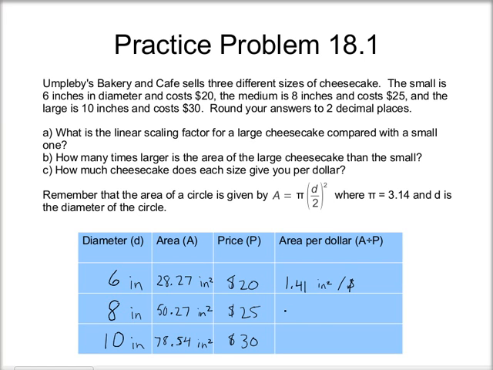For my medium cheesecake, I get 2.01 square inches per dollar. And then for my large cheesecake, I get 2.62 square inches per dollar. So the large cheesecake is the best deal for your dollar.